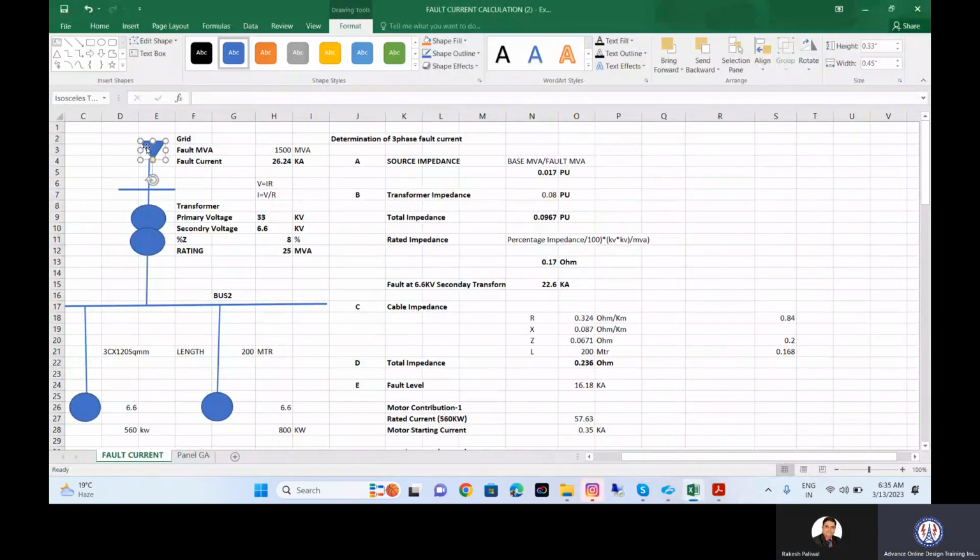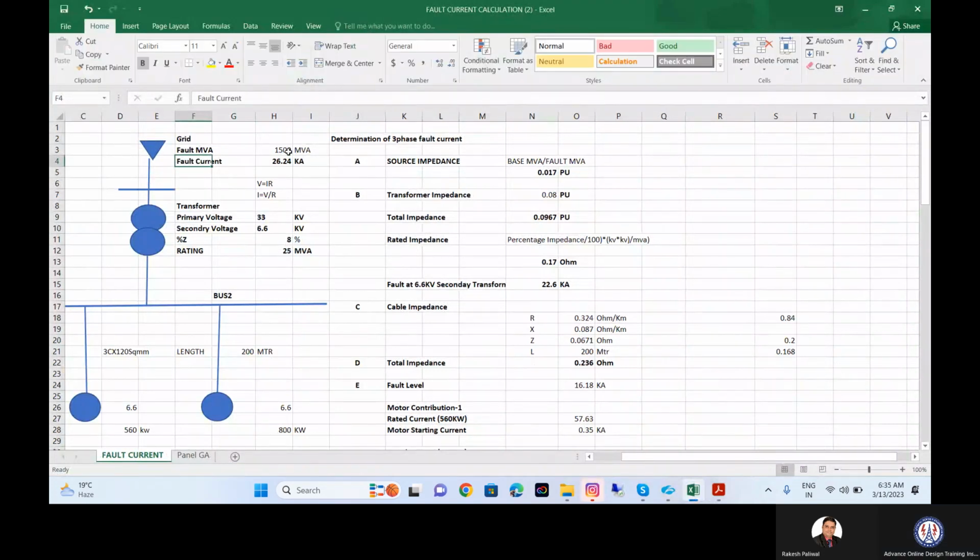Okay, this is the grid, the basic grid. Grid means I am getting some 33 kV supply from the grid. And after this, there is a transformer which has a primary voltage and a secondary voltage, and also some impedance, which is called the percentage impedance. Percentage impedance is basically used for determination of the fault current.